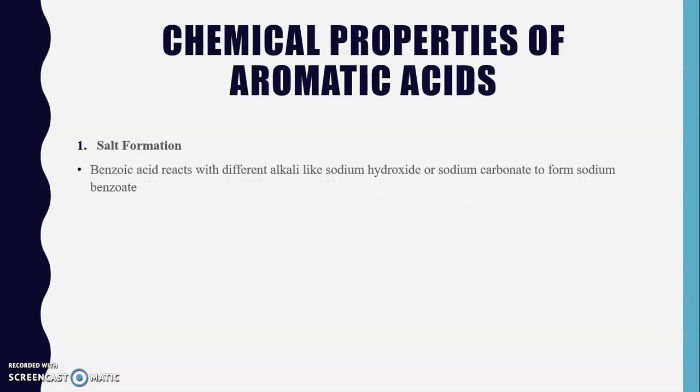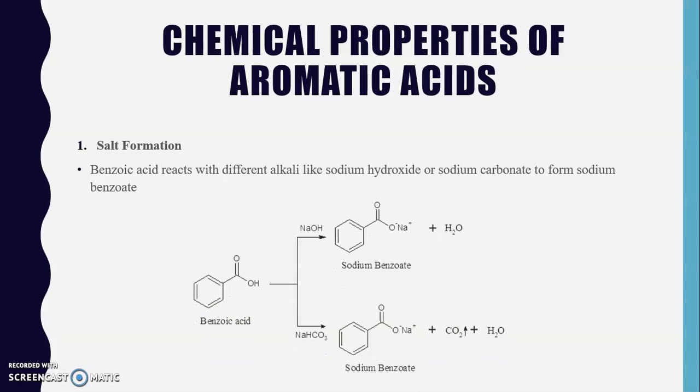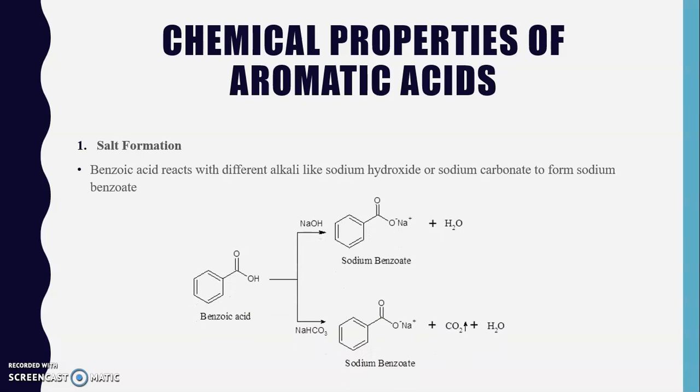Now benzoic acid, when it reacts with different alkalis, say for example sodium hydroxide, sodium carbonate, potassium hydroxide, leads to the formation of sodium benzoate. This sodium benzoate is known as the sodium salt of benzoic acid. If we use potassium hydroxide, there will be formation of potassium benzoate. So depending upon which alkali we use, a different product is obtained. Say for example benzoic acid, on reaction with NaOH, that is sodium hydroxide, will be converted into sodium benzoate, which also leads to the formation of water.